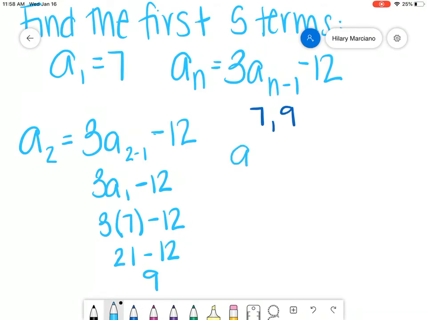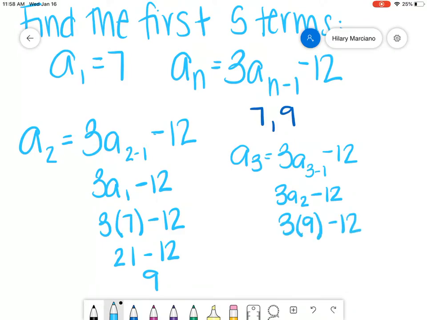Now we're going to do a sub 3, the third term. So 3 times a sub 3 minus 1, minus 12. So 3 times a sub 2, minus 12. Our second term is 9. So we have 27 minus 12, which is 15. So then our third term is 15.